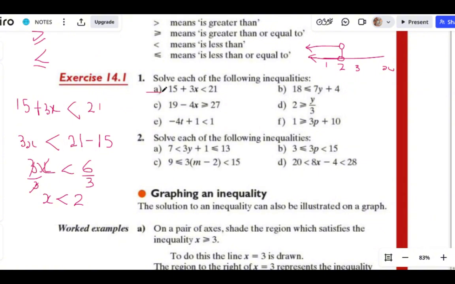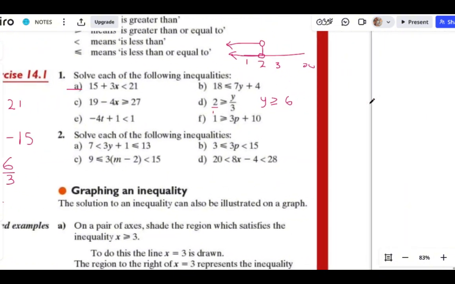That's for this type of inequality. What of this type of inequality? This one is super easy. What you should just do is cross multiply. y times 1 is y, and 2 times 3, if you cross multiply this way, will be greater than or equal to 6. Finish. That's the solution for this.